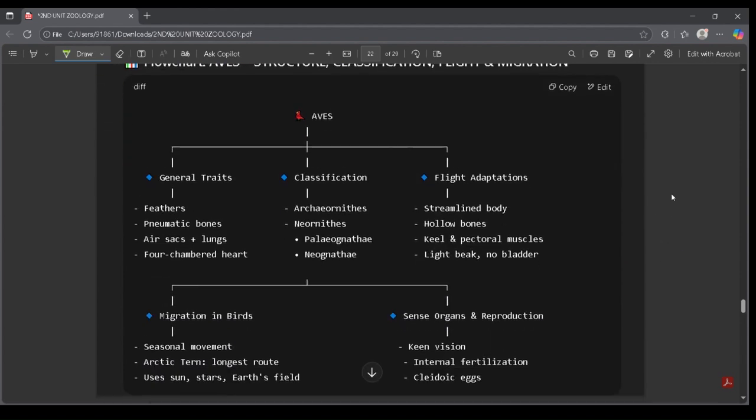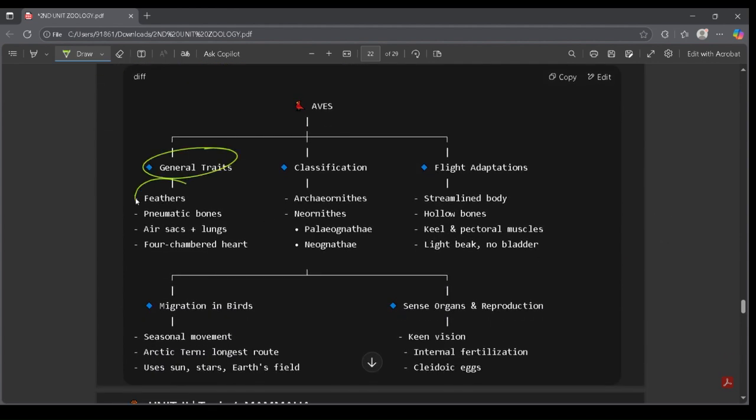Now we'll discuss the flowchart of the entire thing. General traits: they have feathers, pneumatic bones, air sacs and lungs, and a four-chambered heart. Classification is based on all of these types. This is nothing but, of course, subclass, right? As we discussed, this is extinct.